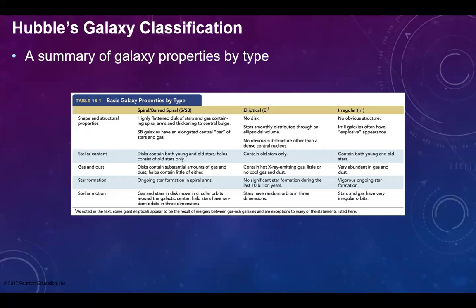They have the same kind of stars. They have the same kind of orbits. There's just a lot more of them in elliptical galaxies, and the hot gas is missing in the halo.